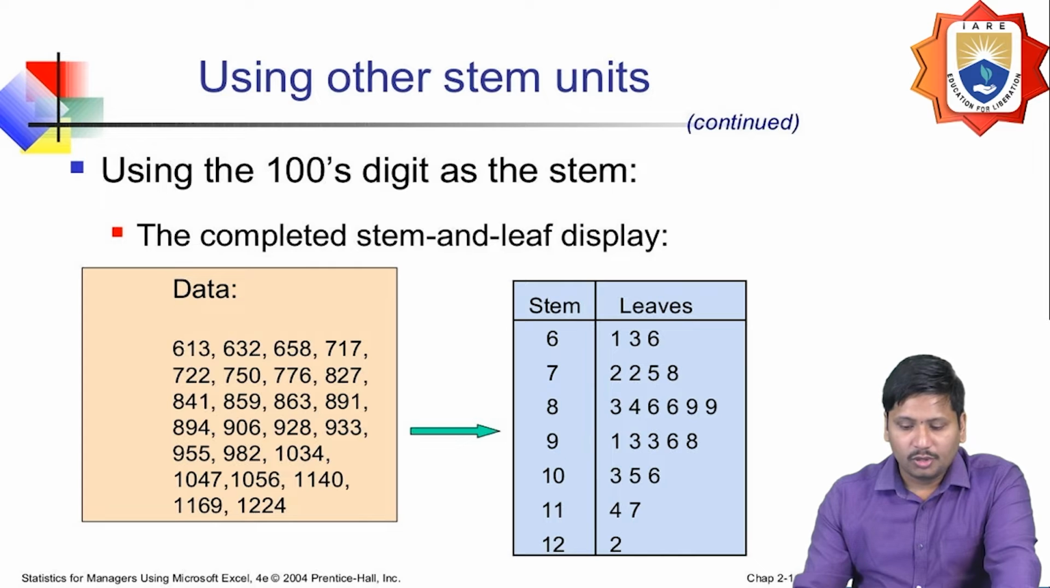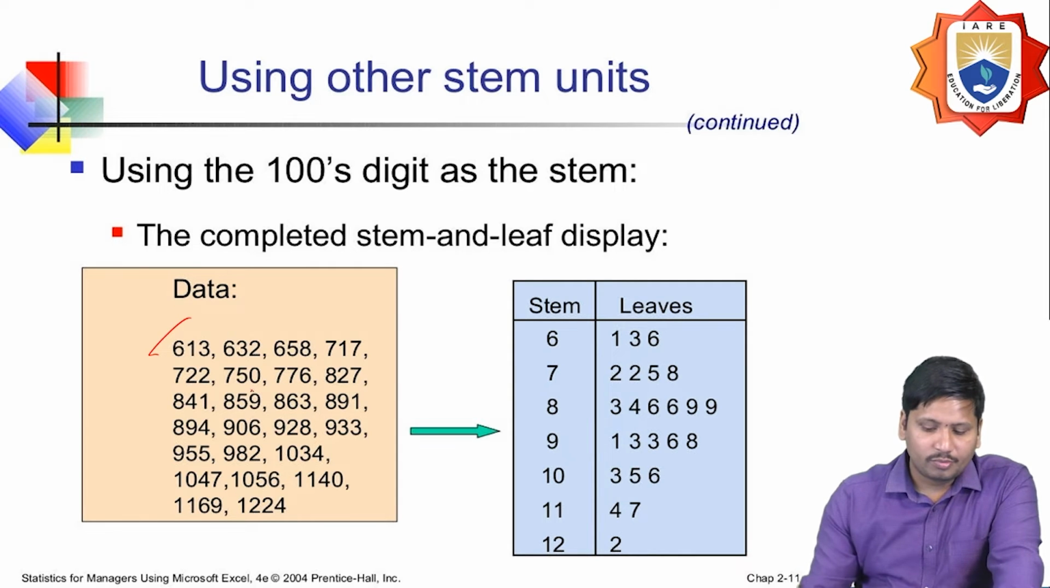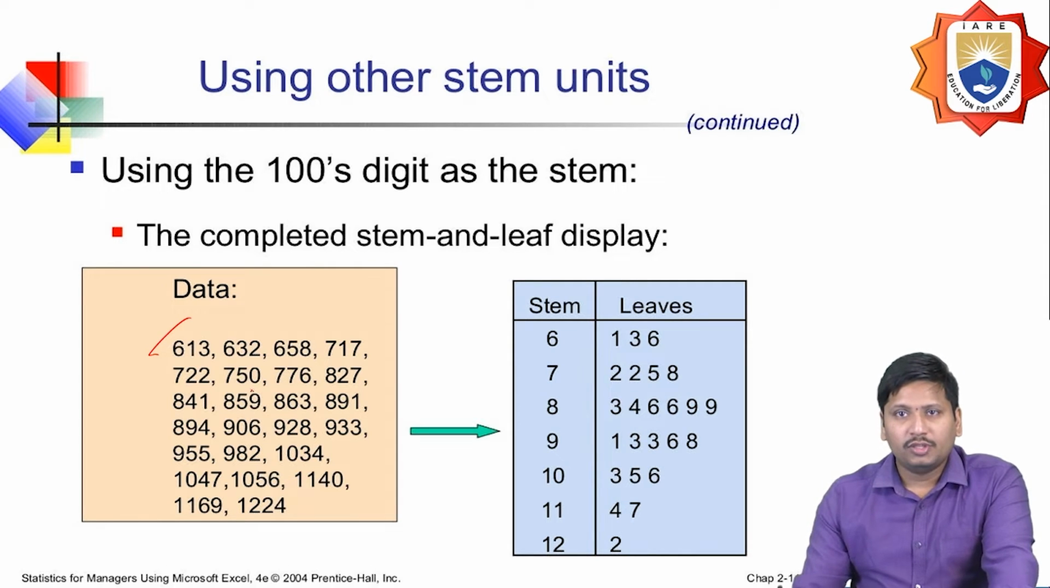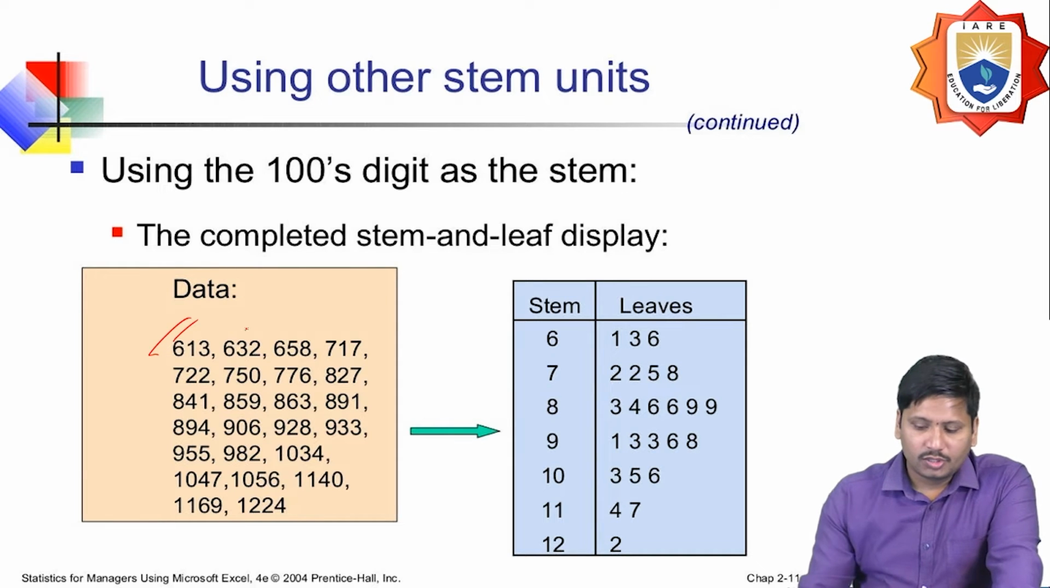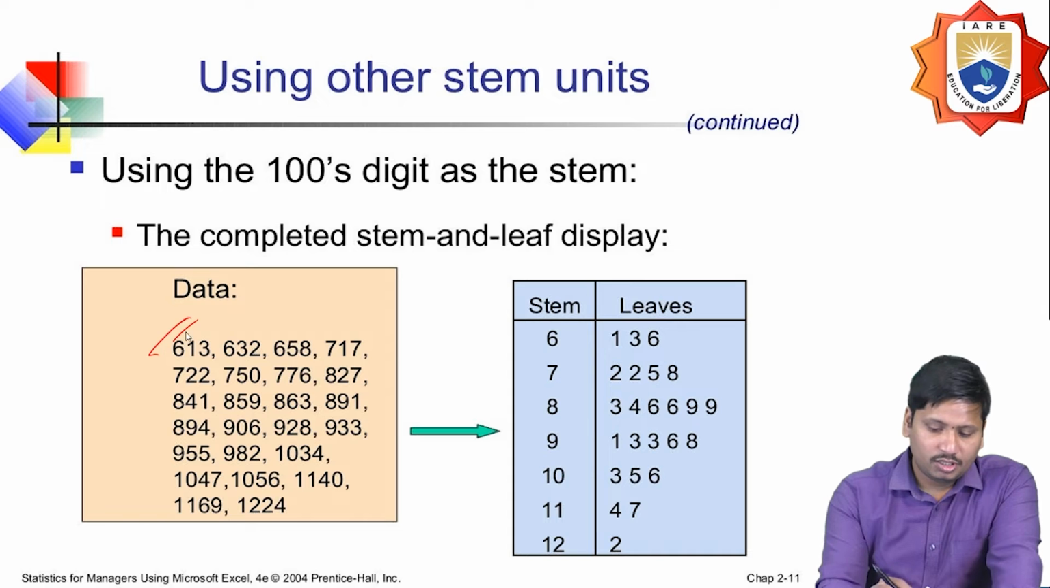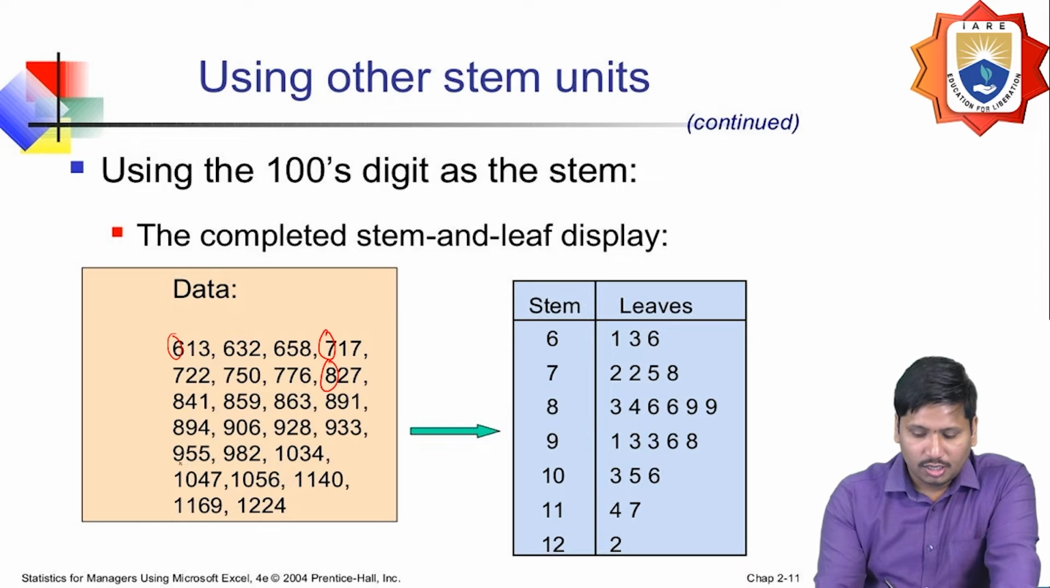So see the example here. This is the data I get from other sources, and from this data I have to construct this. Similarly, take the first one, 630. Identify the stems first. So what should be the stem? 6 and 7, then 8 and 9, then 10, then 11, and then 12. So these are the stems I initially wrote here.